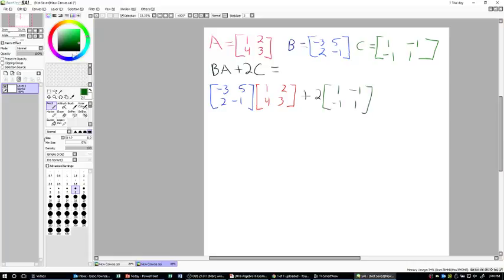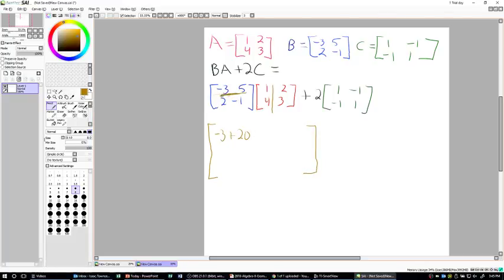To review multiplying matrices, the order does matter. We're going to take rows by columns. If you take row 1 times column 1, it's going to give you row 1, column 1 of your answer. So negative 3 times 1 and 5 times 4, and when you get both of those products, you add them together.